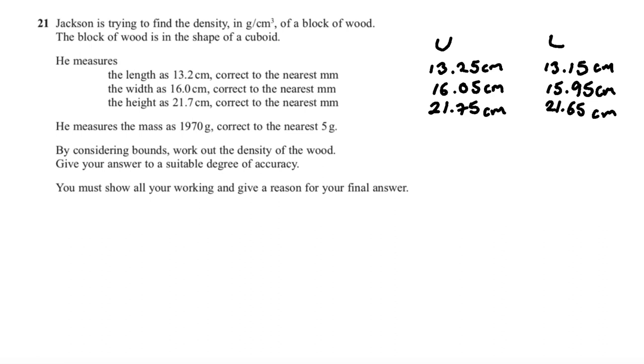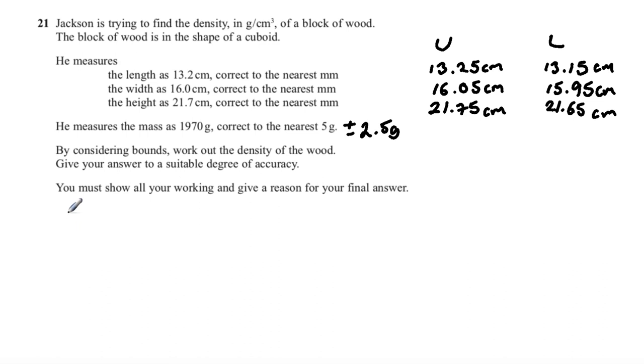Our next step is to divide 5 grams by 2, which is 2.5 grams. To find the upper mass, I'm going to add 2.5 to 1,970 grams, which is equal to 1,972.5. And to find the lower mass, I'm going to subtract 2.5 grams from 1,970 grams, which is 1,967.5 grams. So, plus or minus 2.5 grams.